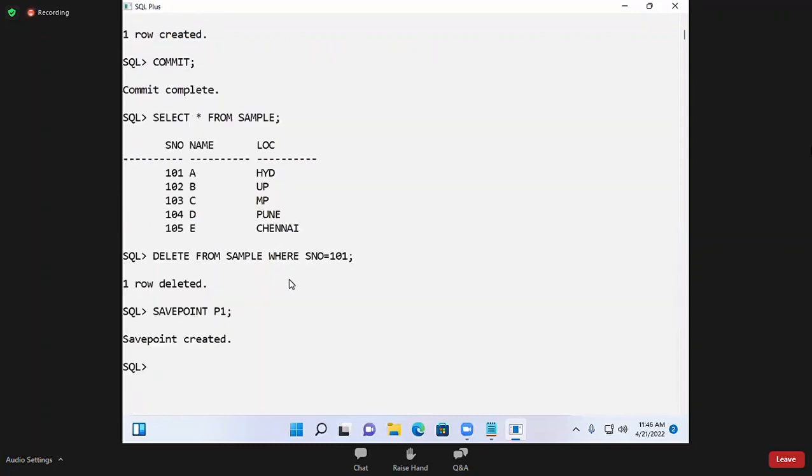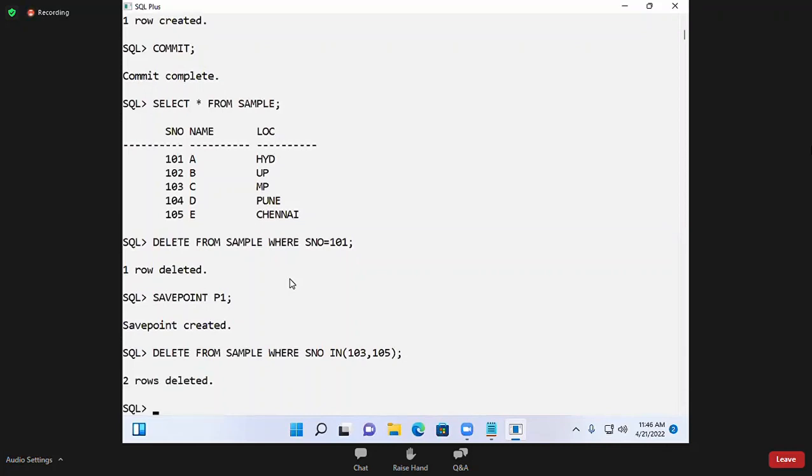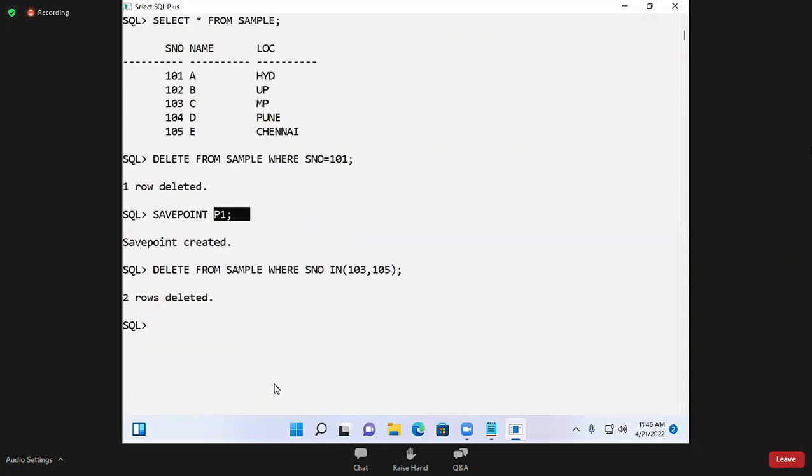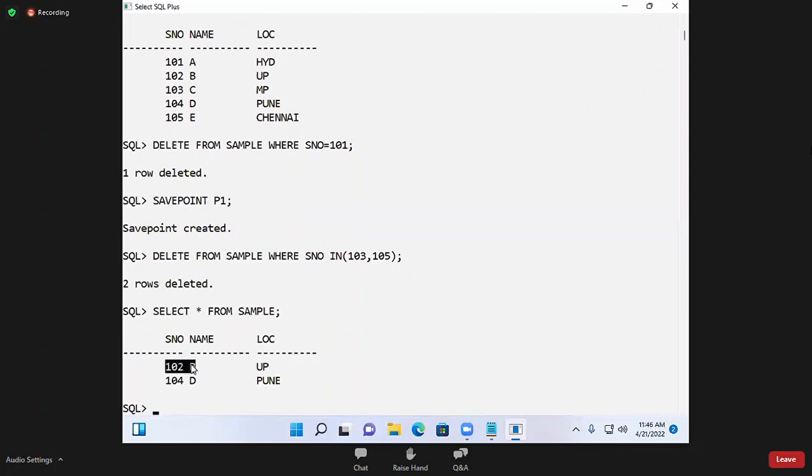In this savepoint memory, suppose you need to save multiple rows. Multiple rows means which operator am I using? The IN operator, where I want 103, 105. So how many rows were deleted? 2 rows are deleted from your database memory and saved where? In savepoint P1. Then come back to your table. Yes, the remaining 102 and 104 are left.